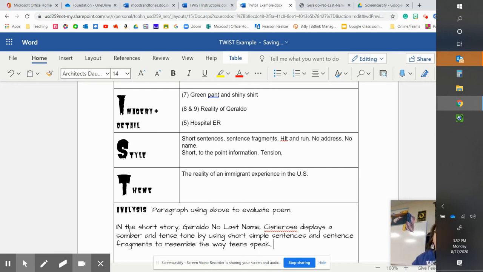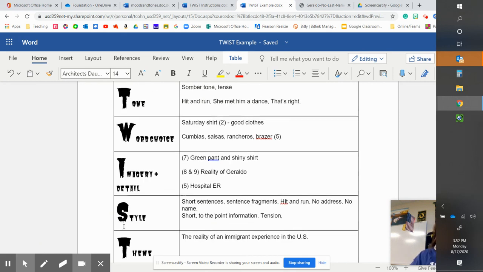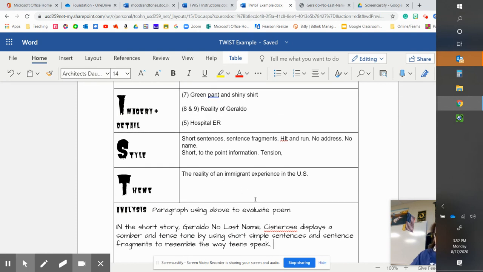Okay. And then you can also go on to explain the imagery, focus on the hospital ER. We've covered style and tone here. So then the next few sentences, you talk about the words that Cisneros uses. Why does she use those words? Imagery and detail, and the theme.